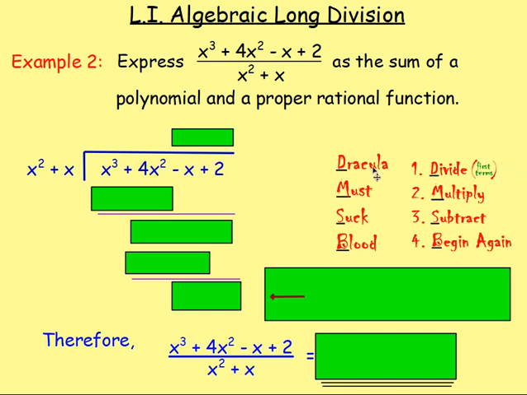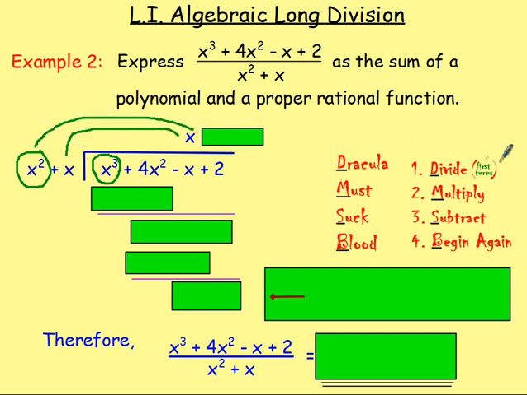For this then, again, Dracula must suck blood. So D, Dracula, D for divide. So you divide the first terms. So the first terms here, let's go with x cubed, and we're dividing it by x squared. So x cubed divided by x squared will give us x. So we're going to write an x here, just on the top. Dracula must, M for multiply. So you take your x and you multiply by everything here. So x times x squared and x times x. x times x squared gives you x cubed, and x times x gives you a positive x squared. So we've got plus x squared.